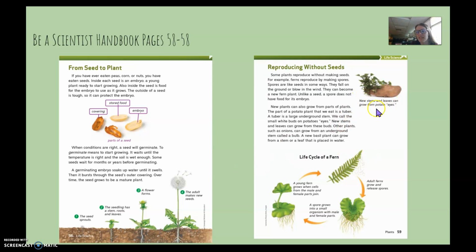So new stems and leaves can grow from potato eyes. You've probably seen some eyes on your potatoes if you have some fresh potatoes, where it could actually start growing a plant.